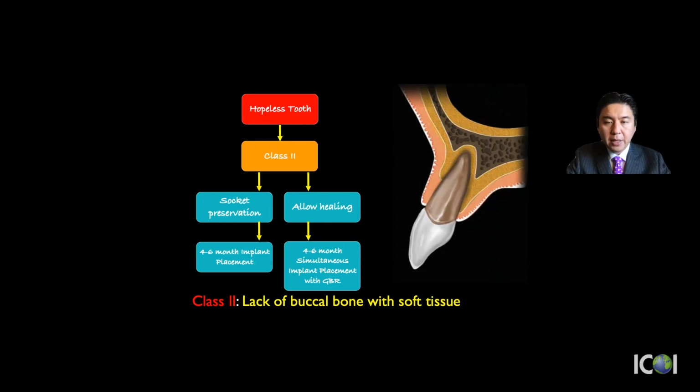Or you just allow everything to heal, let the soft tissue and the hard tissue collapse, and you do the implant placement with a GBR, sometimes with a connective tissue graft. That is the treatment sequence for the class 2 socket classification.